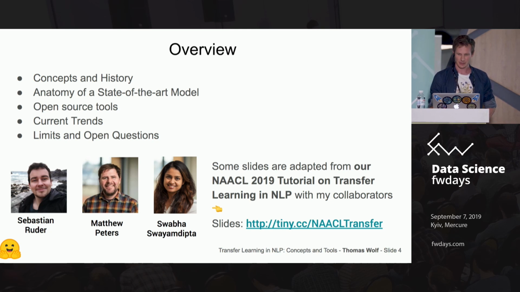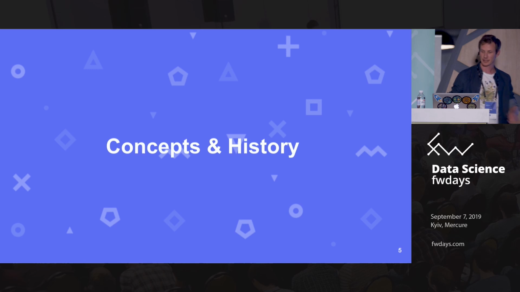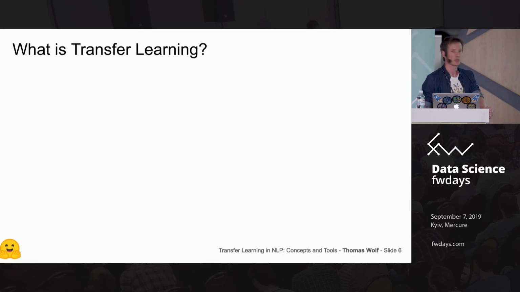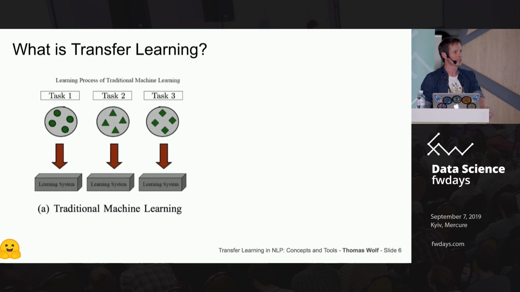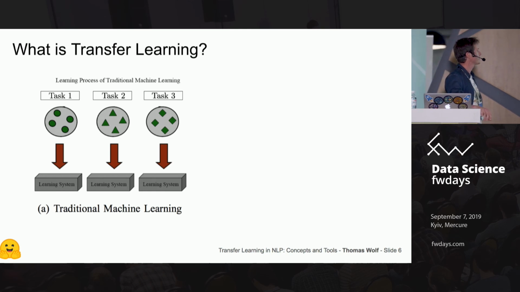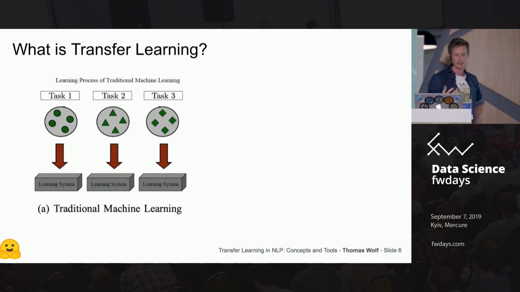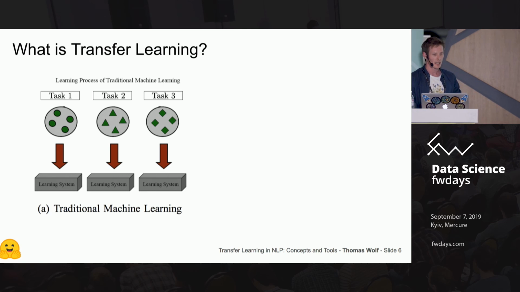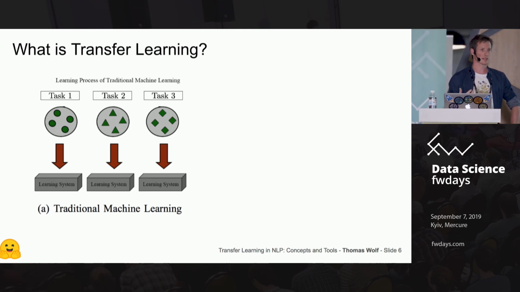So without further introduction, let's start with concepts and history. What is transfer learning? This is the traditional way we design machine learning. When we want to tackle a task with a model, we gather one dataset on our task, then we initialize our model from scratch with random weights, and we train our model on the task. Now, when you tackle another task, usually you start from scratch again. You gather another dataset, you initialize your model from scratch again, and you train it. And if you have a third task, you will do that again.